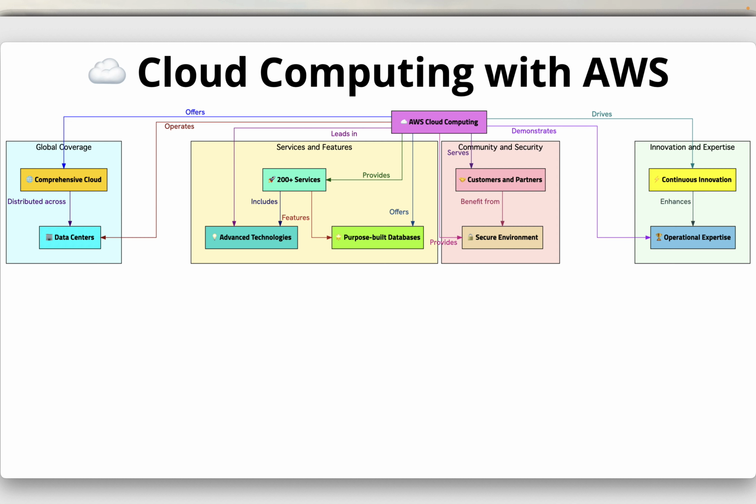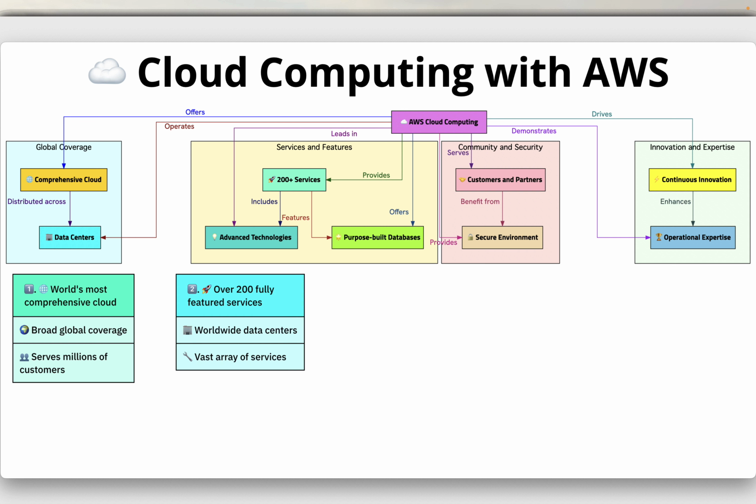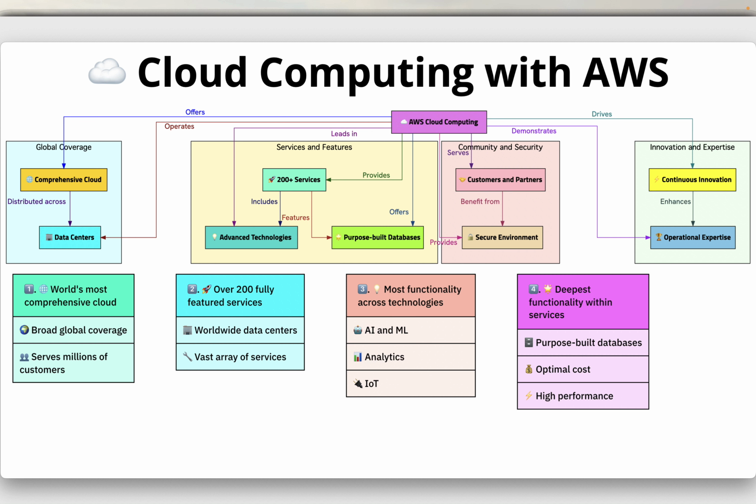So cloud computing with AWS. AWS, world's most comprehensive cloud. So AWS offers a broad cloud service coverage globally, serving millions of customers. Over 200 fully featured services. So from data centers worldwide, AWS provides a vast array of services in various domains. Most functionality across technologies. AWS leads with the highest number of services and features, including AI, ML, analytics, and IoT. Deepest functionality within services. Offers a wide range of purpose-built databases for optimal cost and performance.